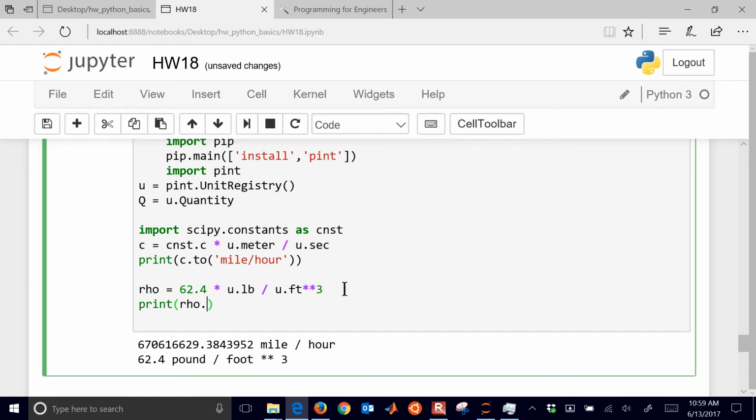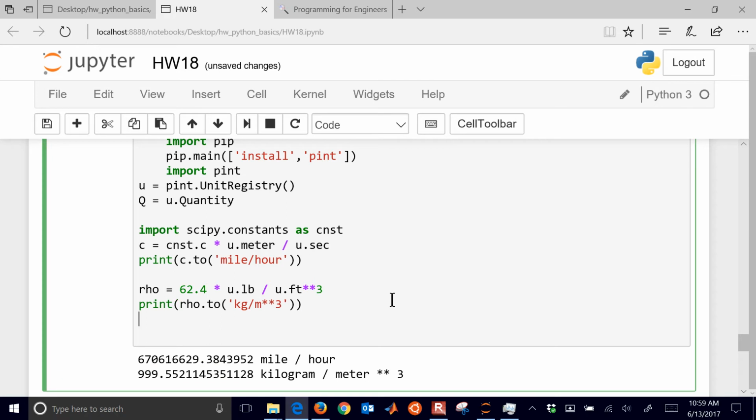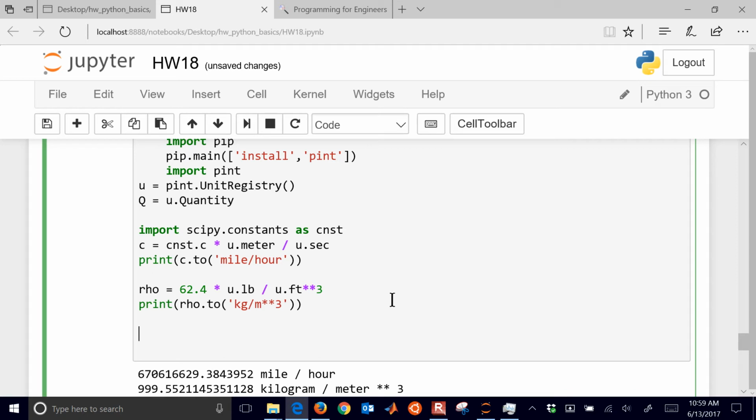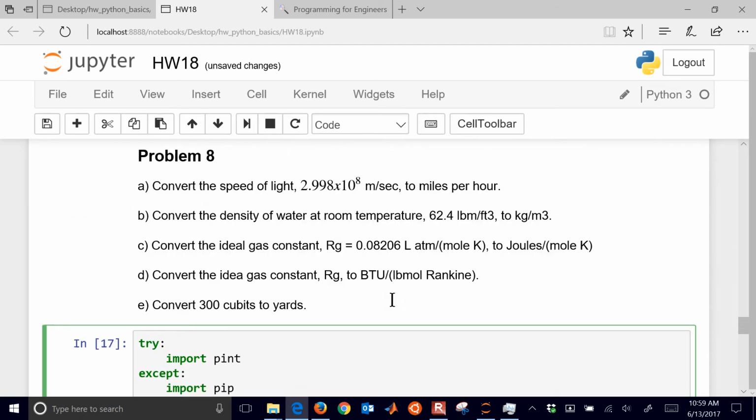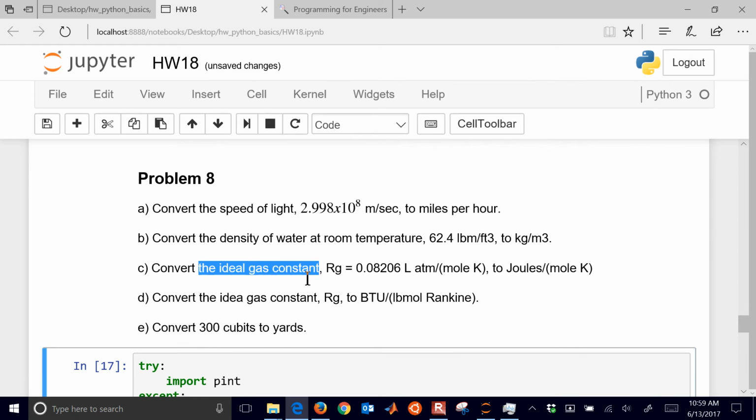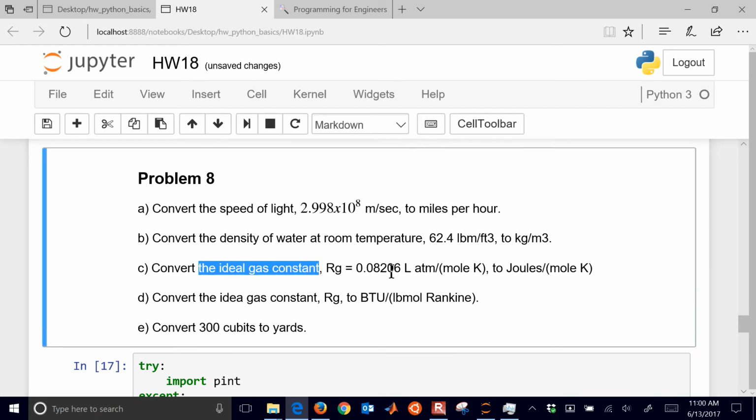And then again, we're going to do .to. And then instead of the pounds per foot cubed, we want it in kilograms per meter cubed. Okay, so there it is. It converted it for us. And you can see it's just under 1,000 kilograms per meter cubed, which is what I typically use for the density of water, about 1,000 kilograms per meter cubed. Okay, so let's go on to the ideal gas constant now. Okay, so we have the ideal gas constant, Rg, equals 0.08206.